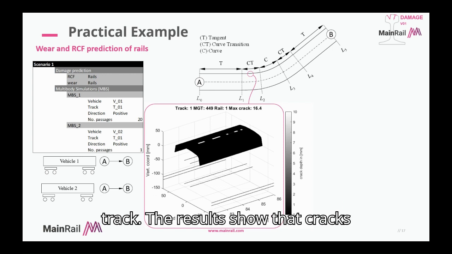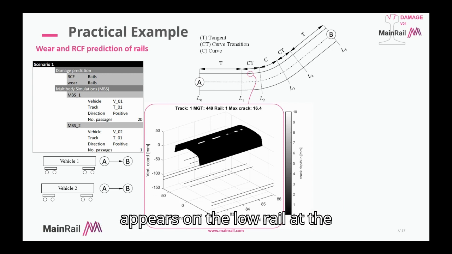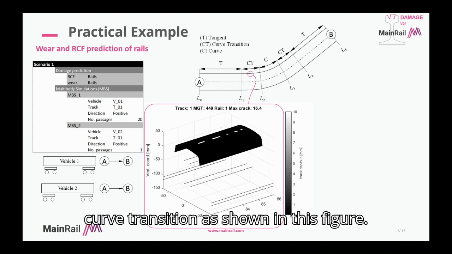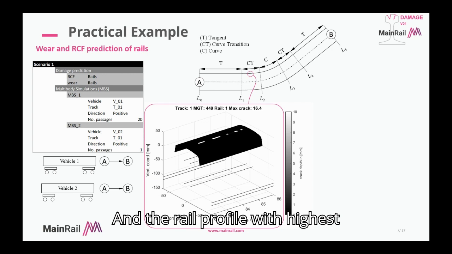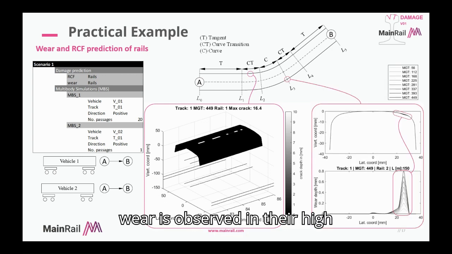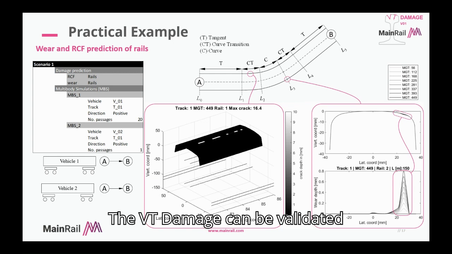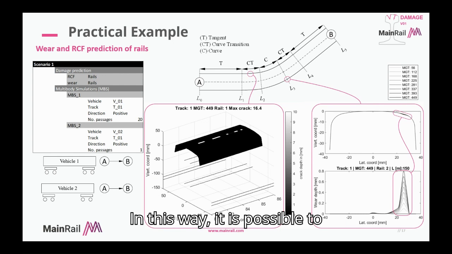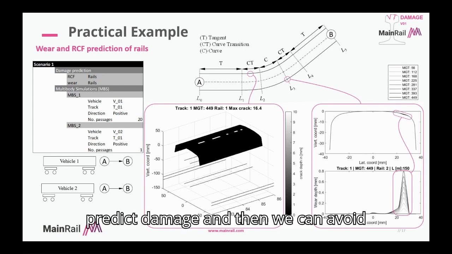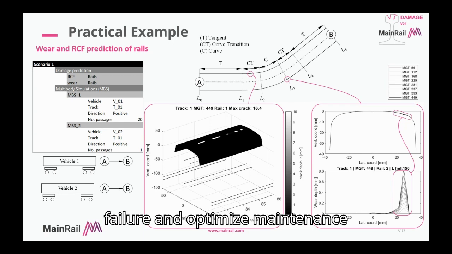The results show that crack appears on the low rail at the curve transition, as shown in this figure, and the rail profile with highest wear is observed in the high rail, as shown. The VT damage can be validated with maintenance records. In this way, it is possible to predict damage, and then we can avoid failure and optimize maintenance activities, as I mentioned in the beginning of this video.